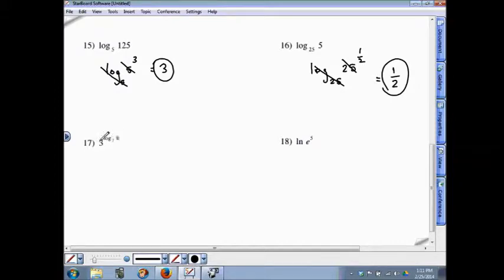A base of 3 and a log base 3 are inverses. Those just cancel each other out, so the answer is 8. Same thing, natural log is just a log with a base of e. Those have the same base, so the answer is 5.